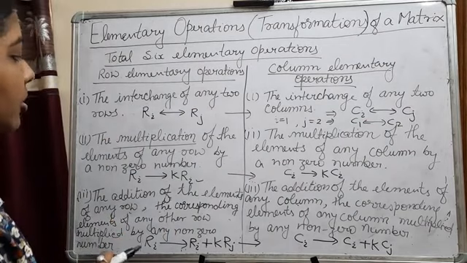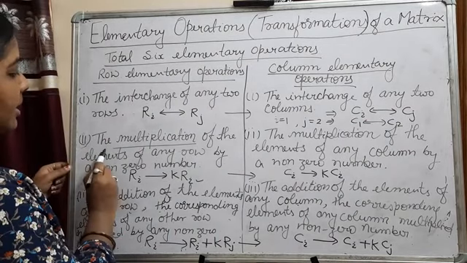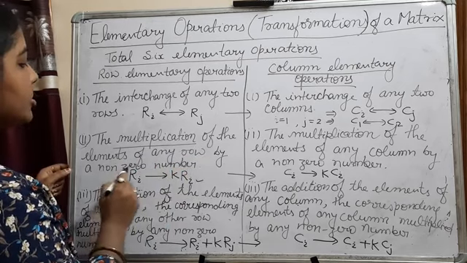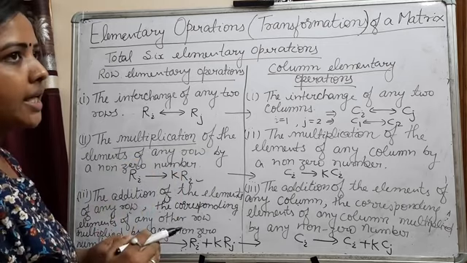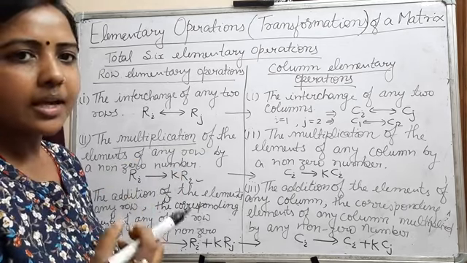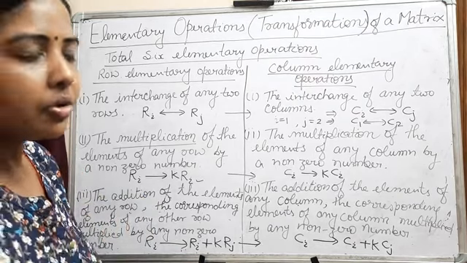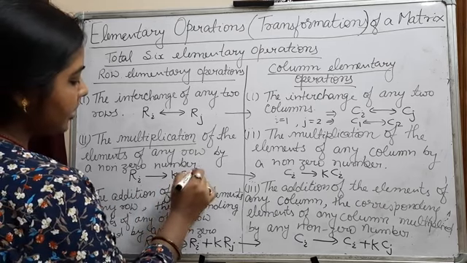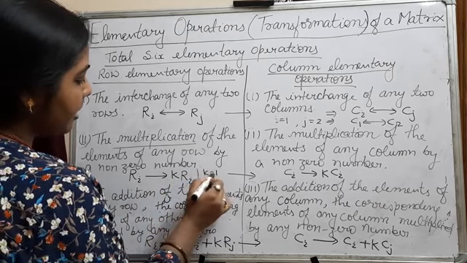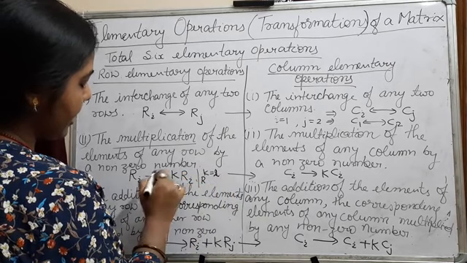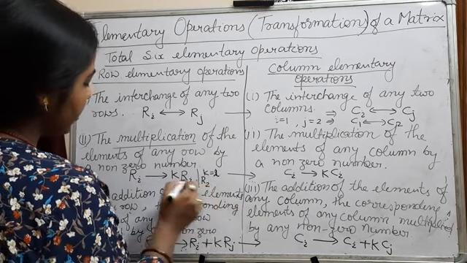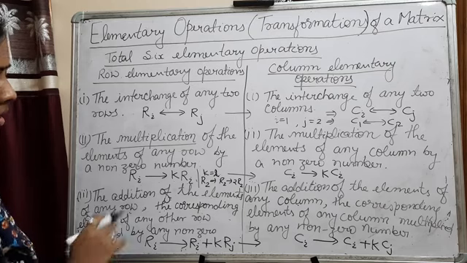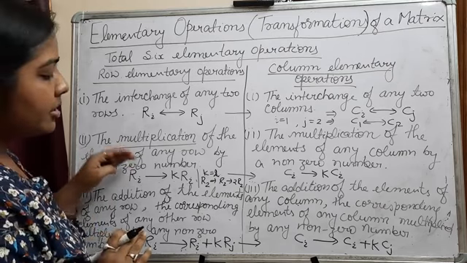Now the second row elementary operation is the multiplication of the elements of any row by a non-zero number. Means for finding the inverse we can multiply a row by any scalar quantity. So the pattern is Ri tends to kRi. If I take k equals 2, we can write it as R2 tends to 2R2. So this is the second row elementary operation.